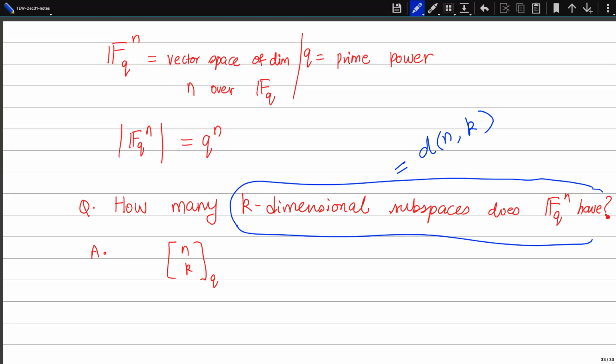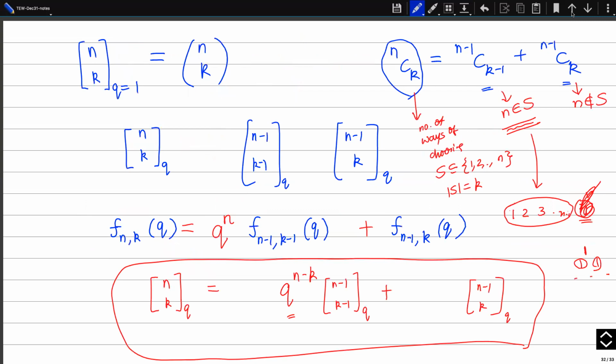Now for everything I'm doing here, q is some prime power, q is a number. Now show that that number d(n, k) satisfies the same recurrence that you have. You have to show that d(n, k) is also q^(n-k) d(n-1, k-1) + d(n-1, k). In other words, counting k-dimensional subspaces in n-dimensional space, you have to break it down into counting k-dimensional subspaces in an n-1 dimensional space and counting k-1 dimensional subspaces in an n-1 dimensional space.